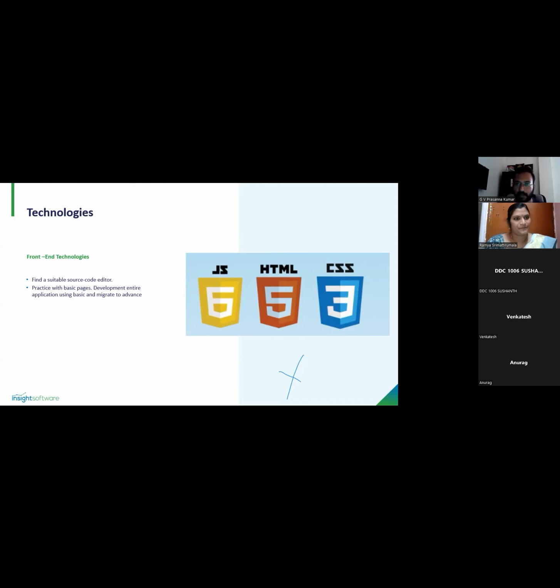Now, as a programmer, as a CSE student or IT student, what you have to remember is how the things are happening. What is the functionality behind it?